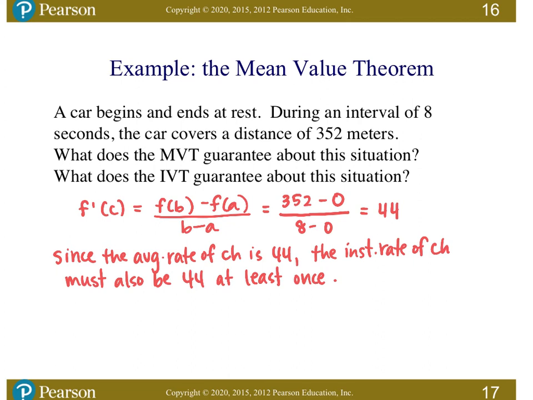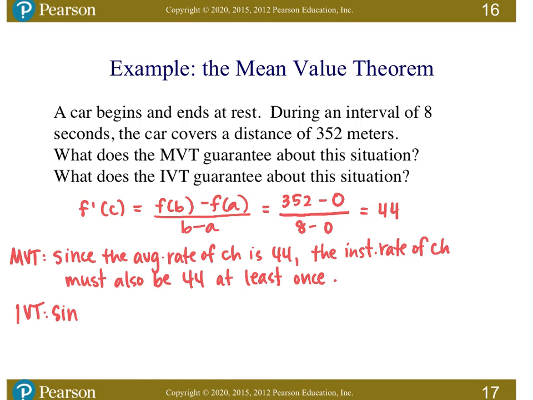Well, what does the intermediate value theorem guarantee about the situation? Well, that's connected to the mean as well. So this is the MVT, the IVT. Remember we used the IVT in the past to talk about, well, if I've got a point above the x-axis and a point below the x-axis and they're connected by continuity, I have to cross the x-axis at least once. I can't just skip over the x-axis. Since it's continuous, I must cross the x-axis.